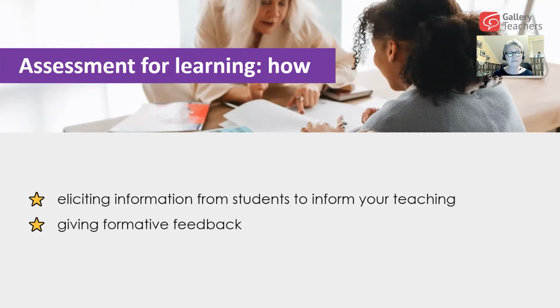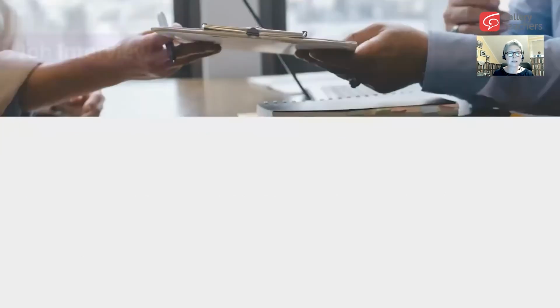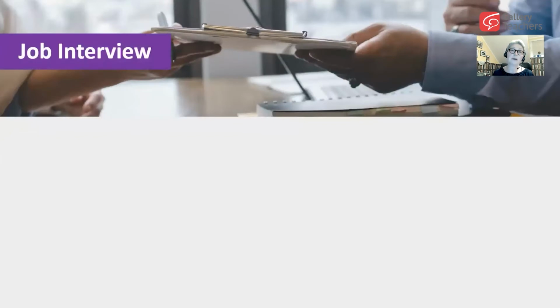But in order to give formative feedback, we must use clear and transparent success criteria so that learners know what it is that they're trying to achieve. And these success criteria may be created by the teacher, or they may be created by the students. Those of you who followed my sessions on providing feedback will probably recognize the example that I'm going to use next to talk about success criteria, which are so vital to giving formative feedback.